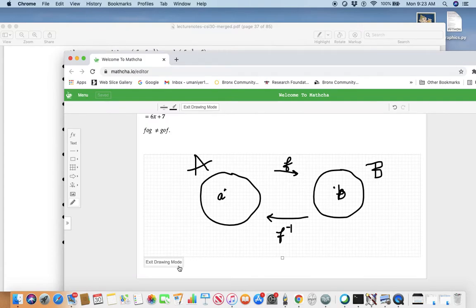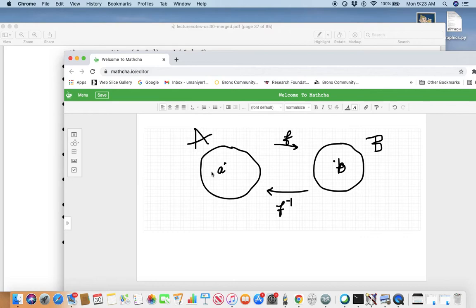Alright, so here I have started a picture. You have set A, set B. You have many elements in A. I have pointed out just one, that's little a. Likewise, there are many elements in B possibly, and I have highlighted just one of those. Okay, how do you define f inverse?